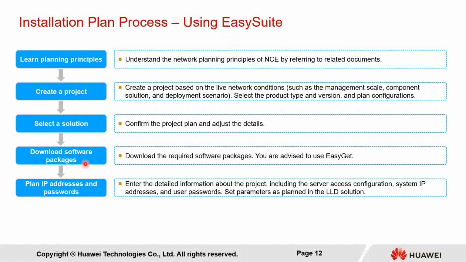And then download the software packages. You can either download the packages one by one, or you're very welcome to use the tool called EasyGet. We're gonna be showing you how to use EasyGet to batch apply for software packages. And then in the end, plan the IP addresses and passwords. Enter this information into Easy Switch, and then it can operate it for you when you install the NCE in the future.